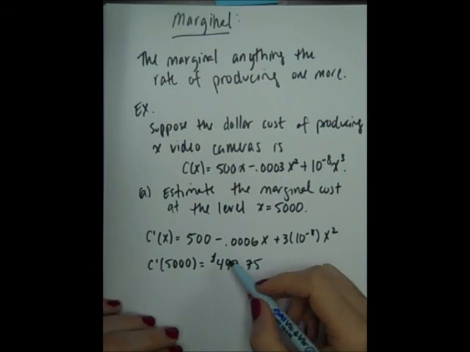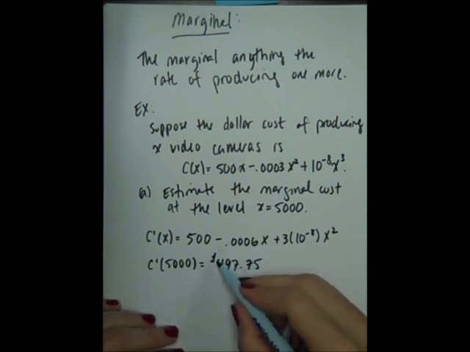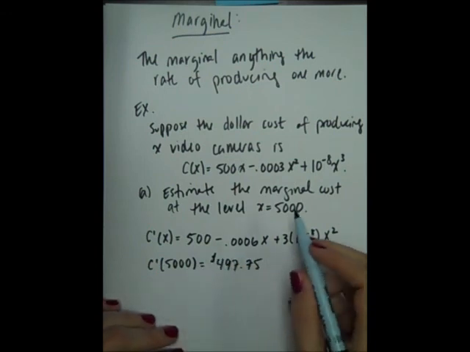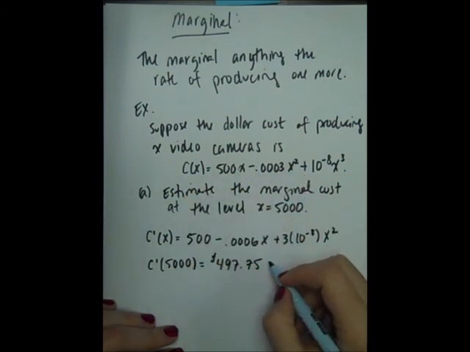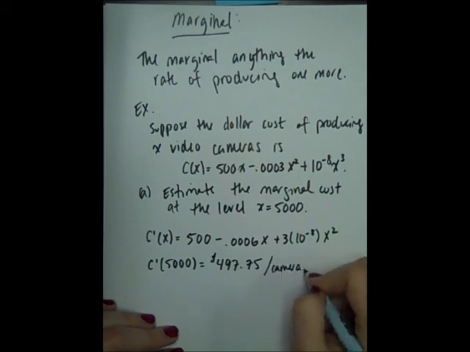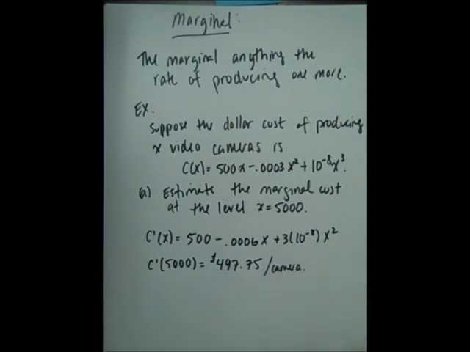Now what are the units here? Cost is measured in dollars. What was x measured in? That was measured in video cameras. So this is $497.75 per camera. Now in words, what does this mean? This means that each time we produce an extra camera, we can expect it to cost about $497.75.